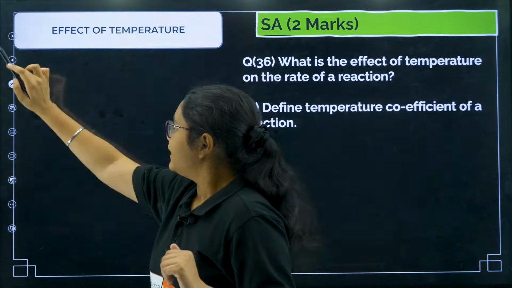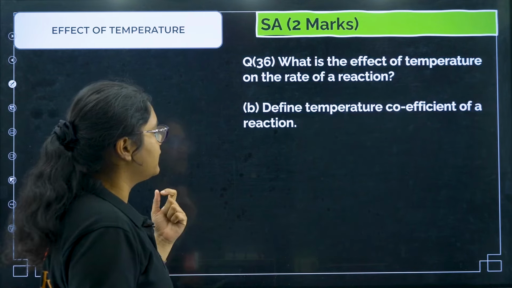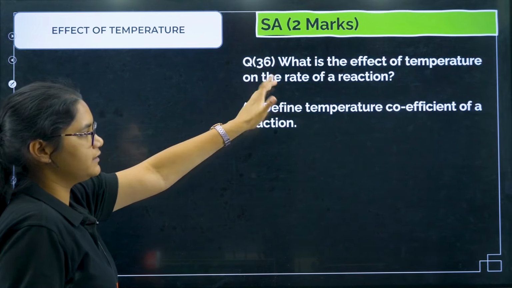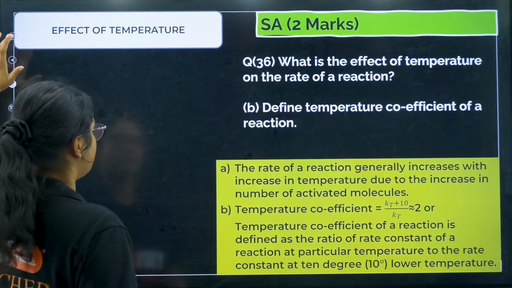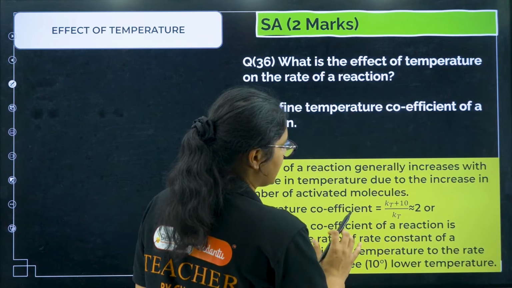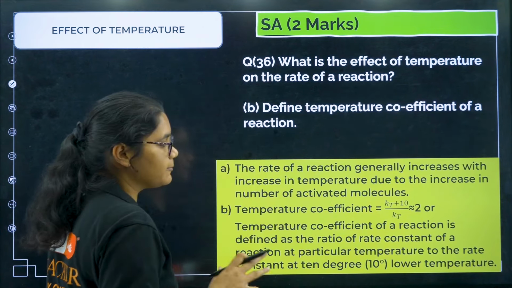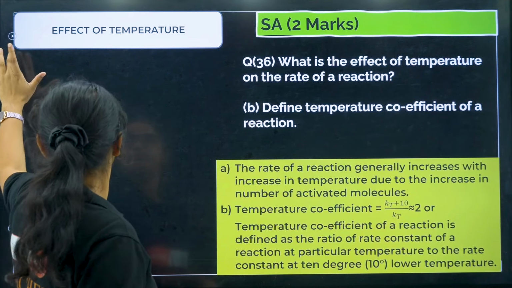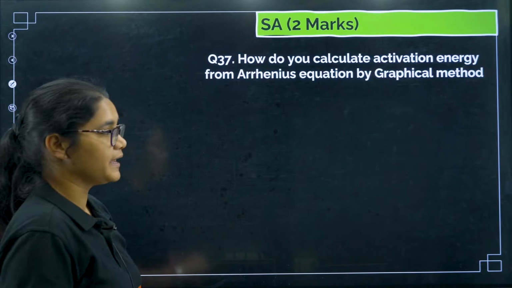Okay. Next, we will move to: what is the effect of temperature on the rate of the reaction? Then define temperature coefficient of a reaction. Very, very important question. The effect of temperature: when the temperature increases, the rate increases, and for every 10 degree rise in temperature, the rate increases by 2 times. What is the formula for temperature coefficient? Rate constant at temperature T plus 10 divided by rate constant at temperature T, which is approximately equal to 2.